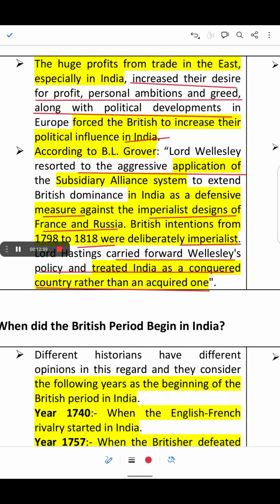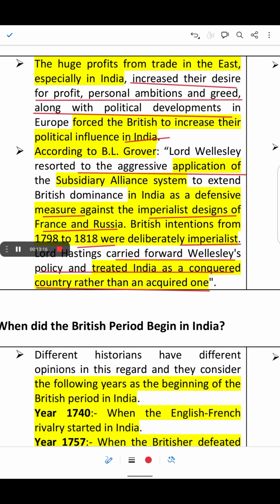So Britishers would make huge profit from the East, especially a country like India. By trading goods like spices, cotton, silk, they would make huge profit. Okay, they would take the raw material at a very low cost and would make finished goods in their own country and would sell them at a high profit. So personal ambitions and greed along with the political development would increase, and this would force the Britishers to increase their political influence in India.